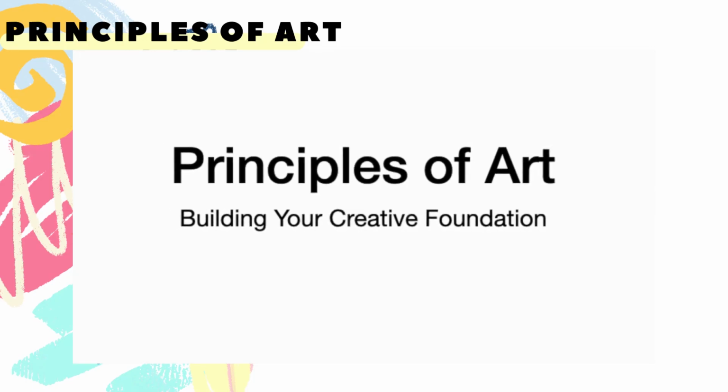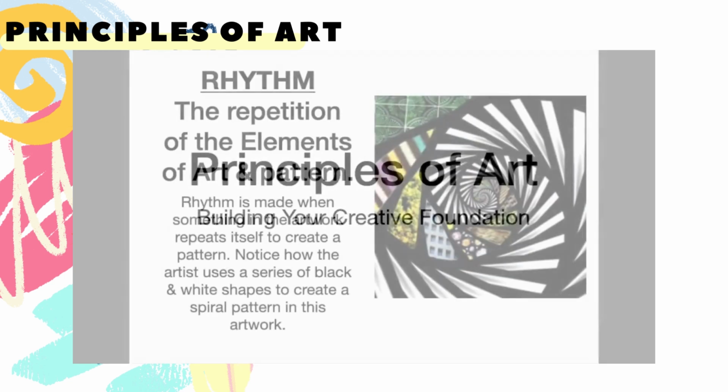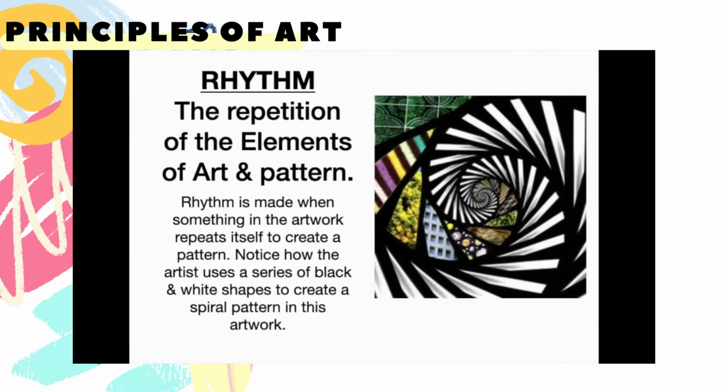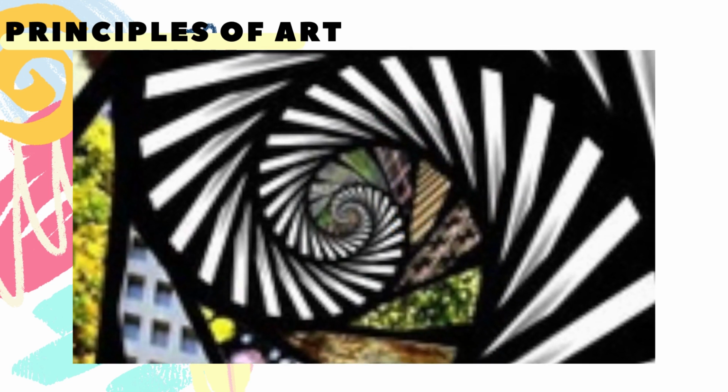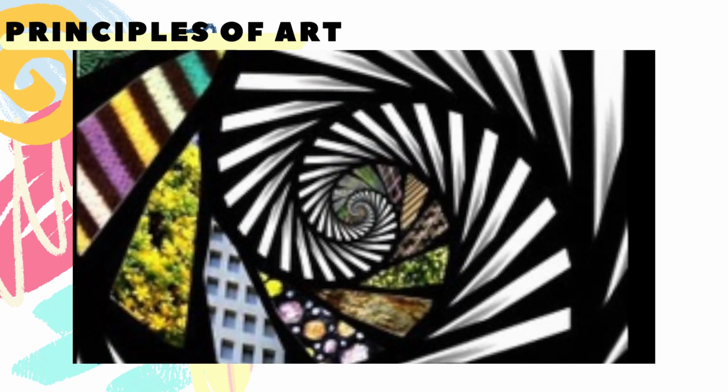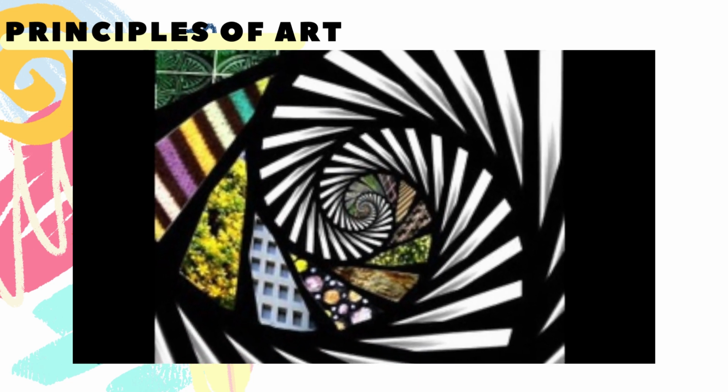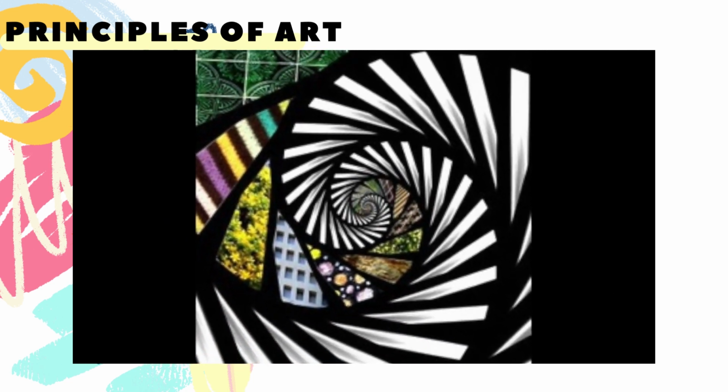Principles of art. Building your creative foundation. Rhythm. Rhythm is the repetition of the elements of art and pattern. Rhythm is made when something in the artwork repeats itself to create a pattern. Notice how the artist uses a series of black and white shapes to create a spiral pattern in this artwork.